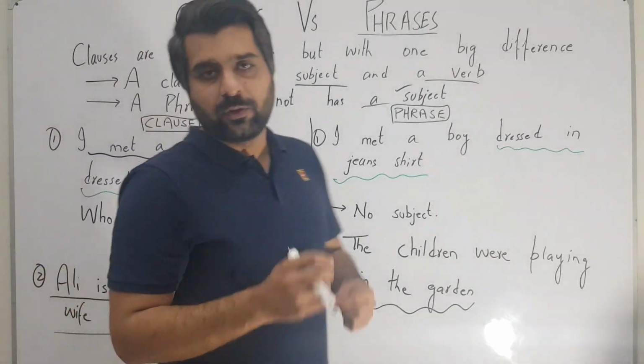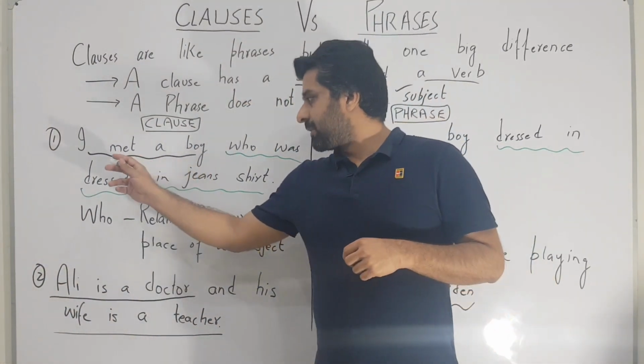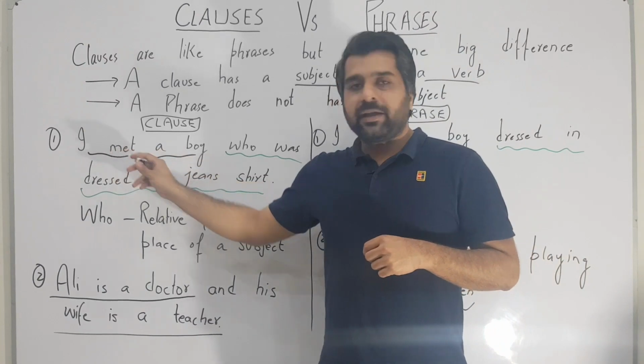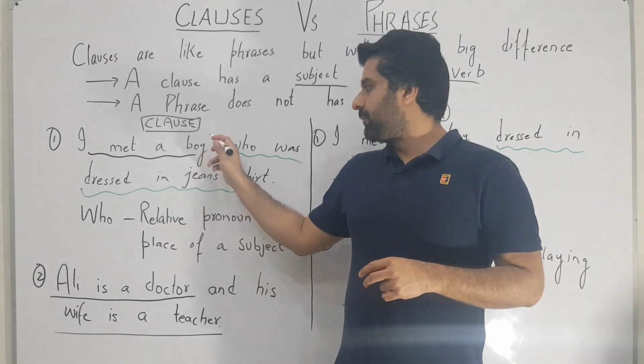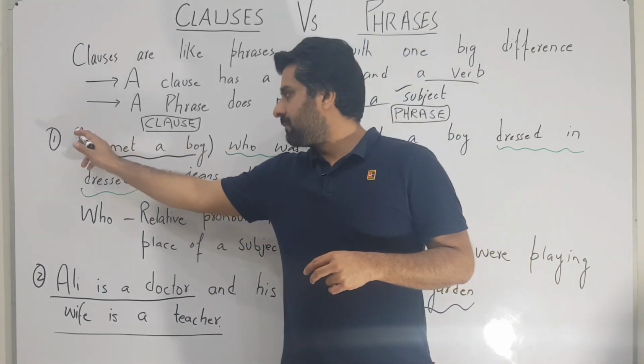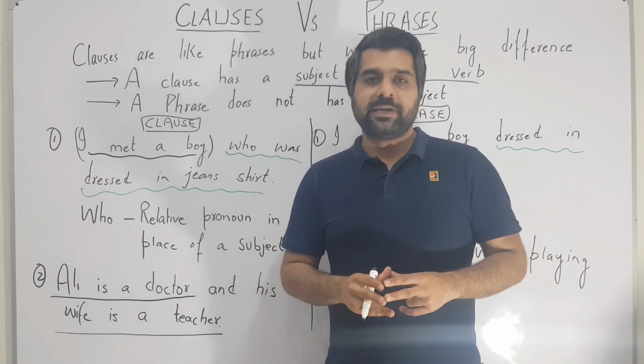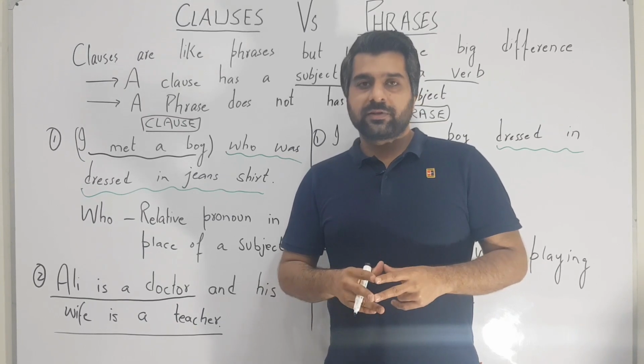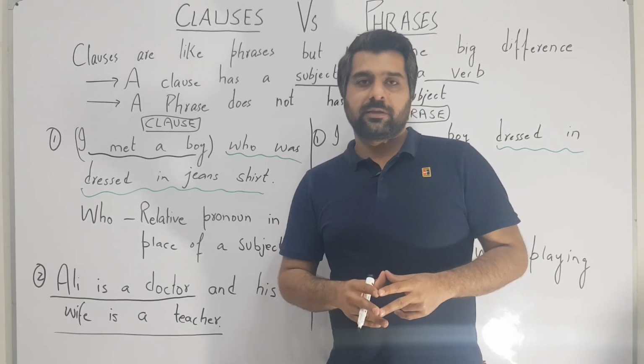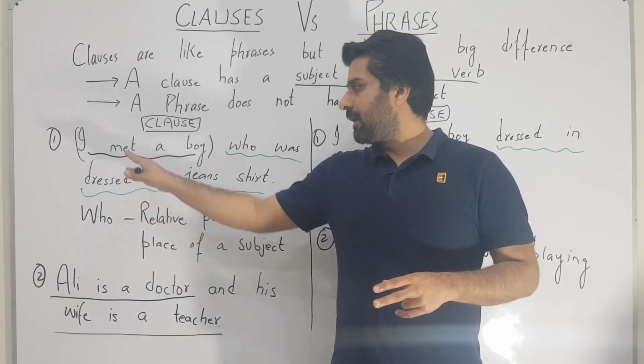Because if you observe, you can see that it can stand on its own. If you detach it from the rest of the sentence, I met a boy, it makes complete sense. It delivers a complete meaning. There is no ambiguity in this sentence, I met a boy.